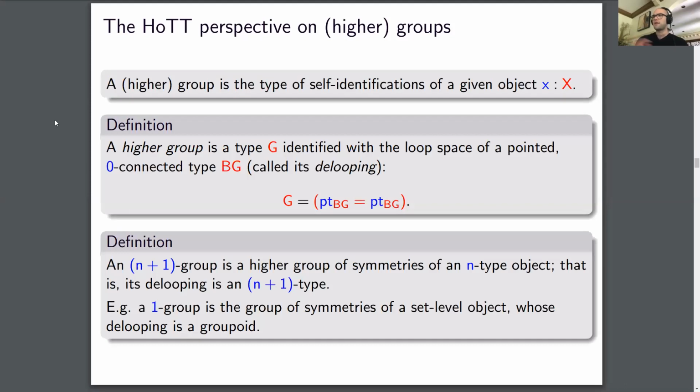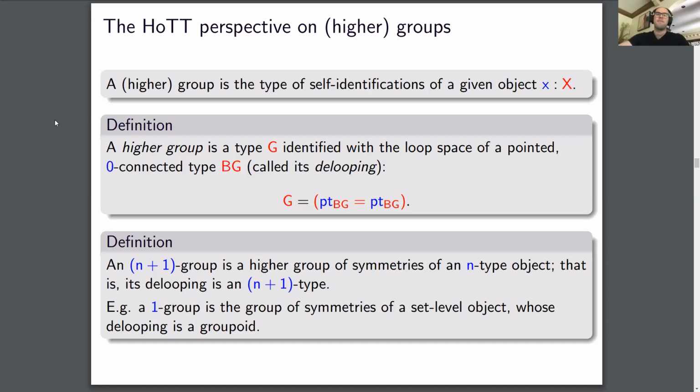So here's the formal definition. A higher group is going to be a type which is identified with the loop space of a pointed zero-connected type. So BG is called its delooping. And so G is going to be identified with the base point of BG and its self-identifications. And so an n+1 group is a higher group of symmetries of an n-type object. That's the heuristic way of understanding it.